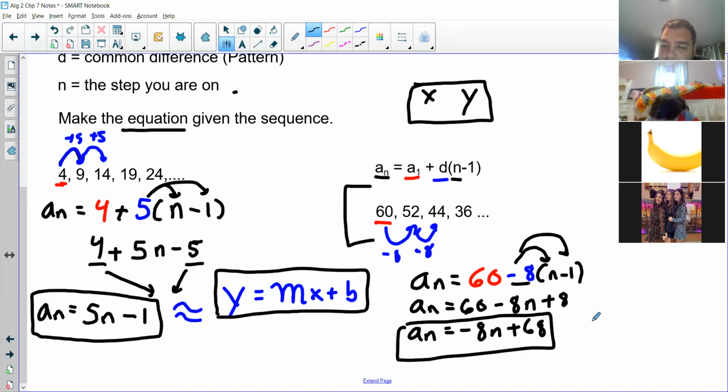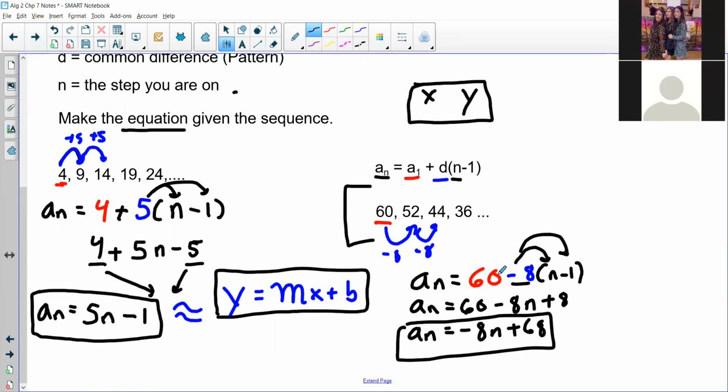Oh, what's up, Alyssa? Why did you take only the 60? Oh, it's because it's a_1. Yeah, it's the first term. I only care about the first term. Why'd you add the plus 8 in the end? Negative 8 times negative 1 becomes a positive 8. So double negative becomes positive.